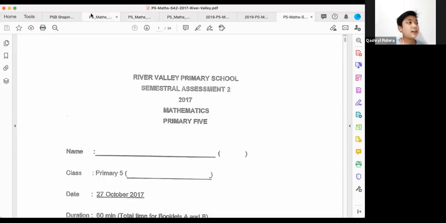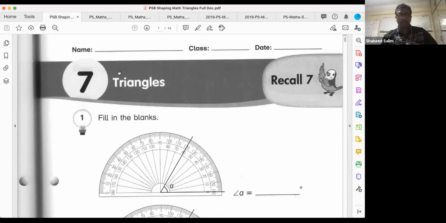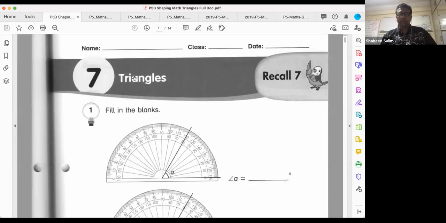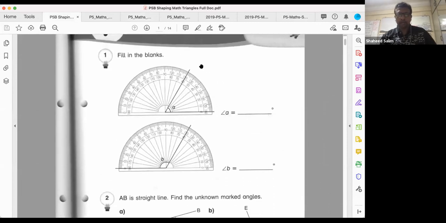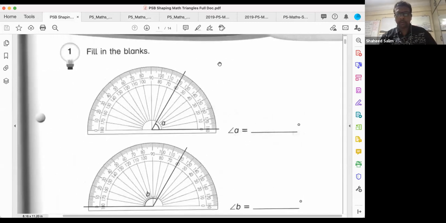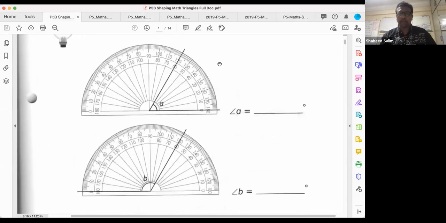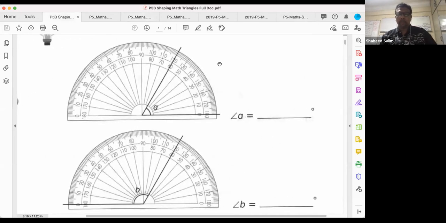Okay, this is another book that we are practicing. Can you message me your answers for the angles? We are just trying to read the angles. Okay, for A, what's B?